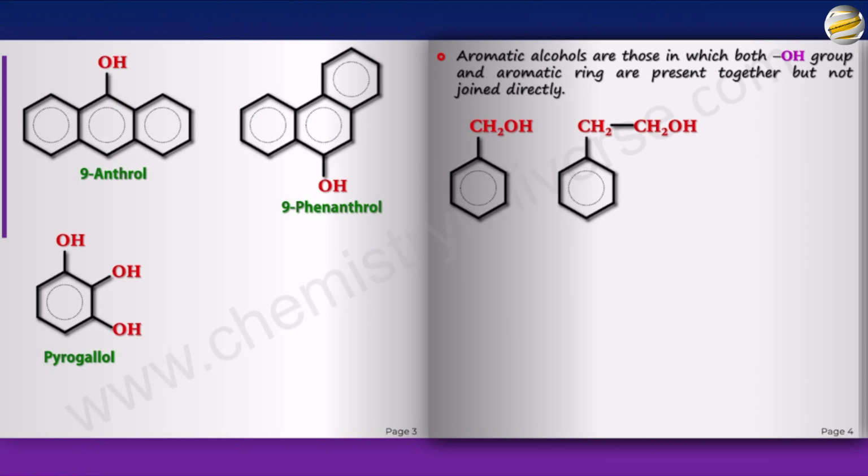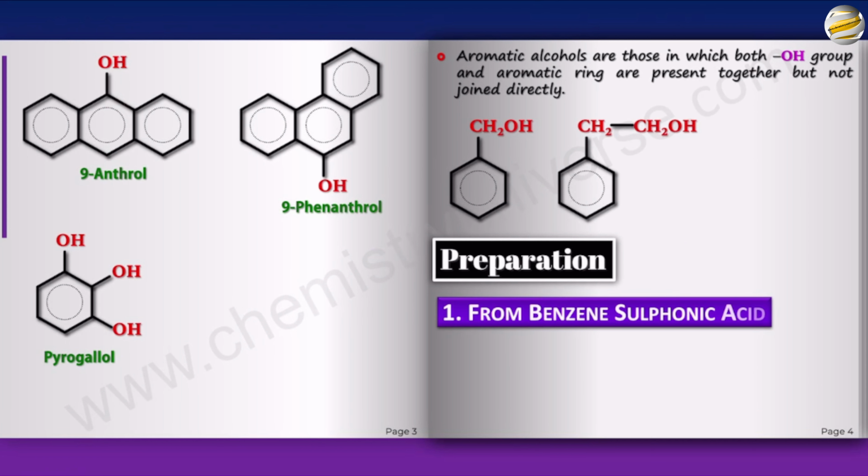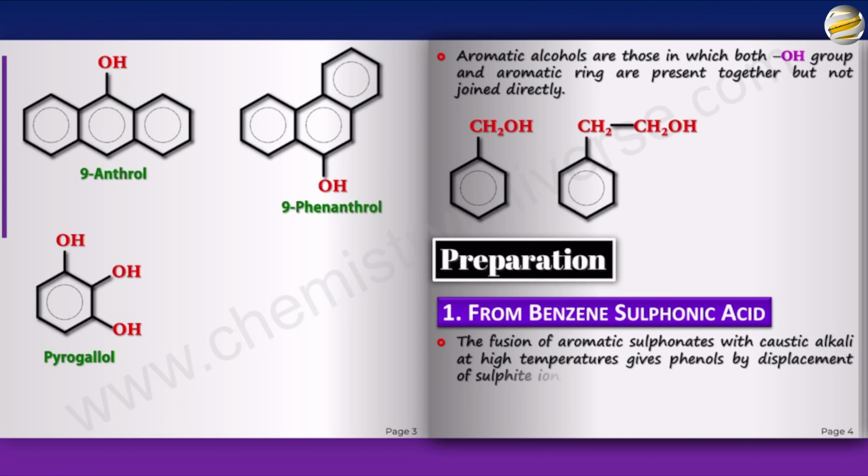So that is about the basic introduction. Let's look at the preparation. Now in the preparation, first we start from benzene sulfonic acid. Now I'm going to make a statement here. Just look at the statement. I'll explain the statement once it is made. The fusion of aromatic sulfonates with caustic alkali at high temperatures gives phenol by displacement of sulfite ion.